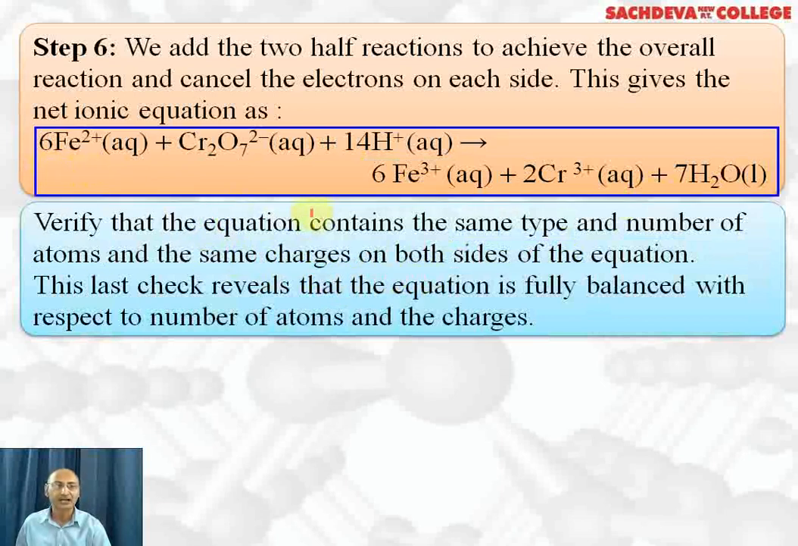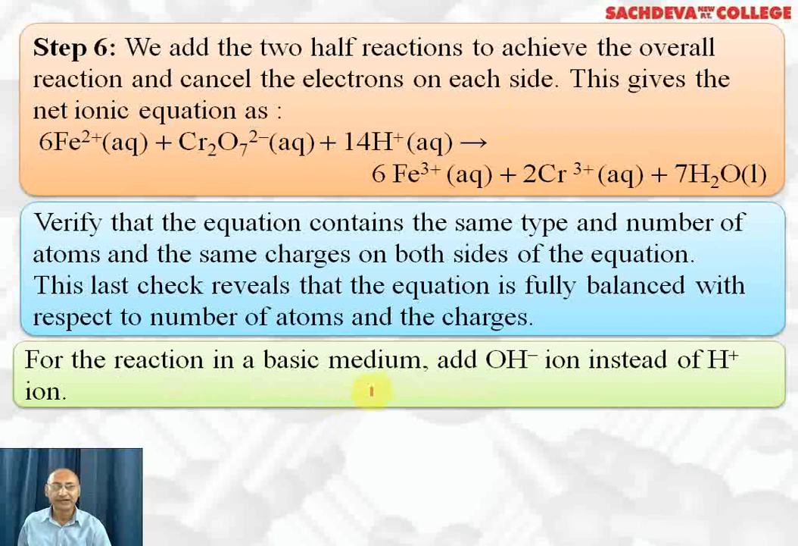Check: we have 6 iron, here we have 6 iron, 2 chromium, 7 oxygen, 14 hydrogen. Charge: on this side we have 12 positive, 2 negative and 14 positive. That is, the net charge is 14 plus 12, 26, minus 2, 24. Here we have 6 into 3, 18, plus 6, 24. Charges are balanced, atoms are balanced, the equation is balanced. For the reaction in basic medium, add OH minus ion instead of H plus ion.